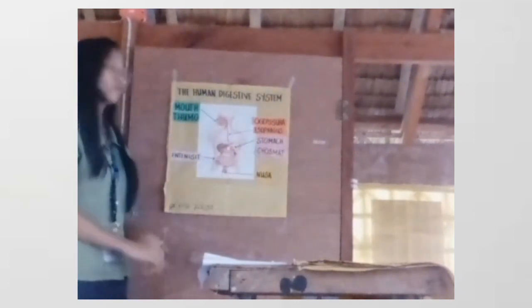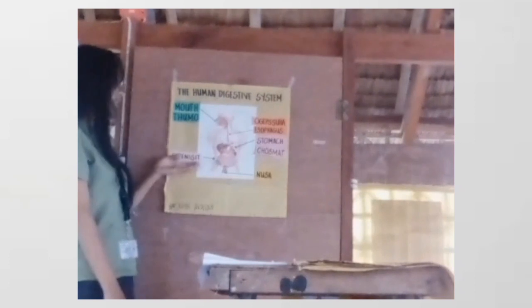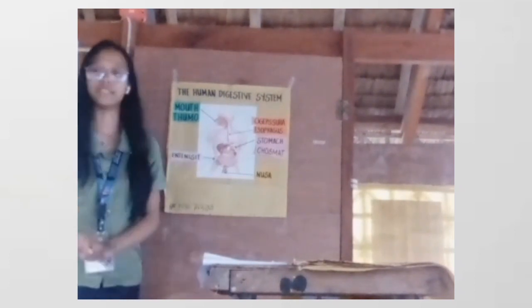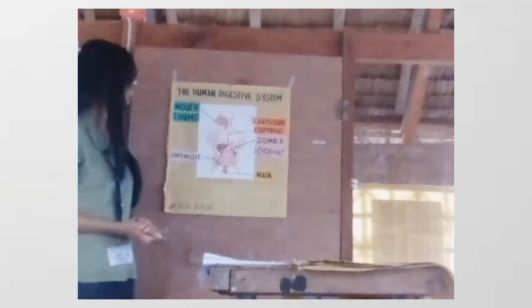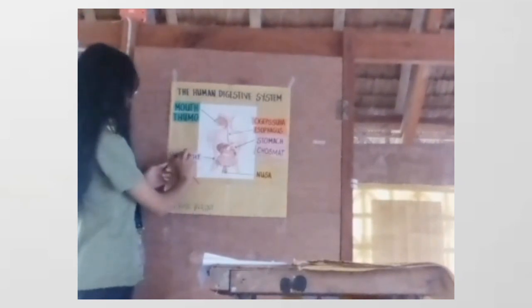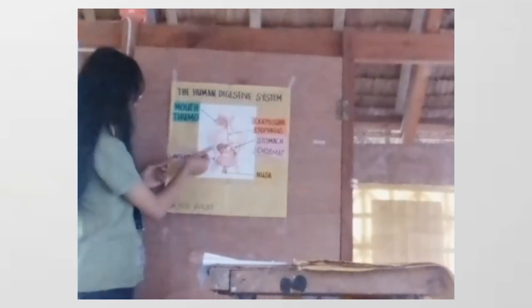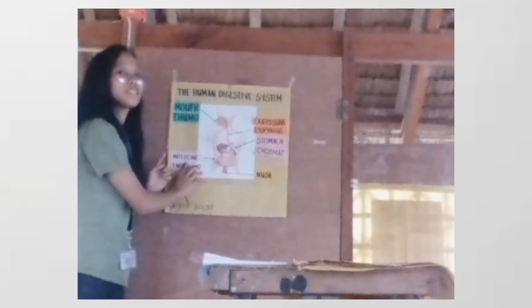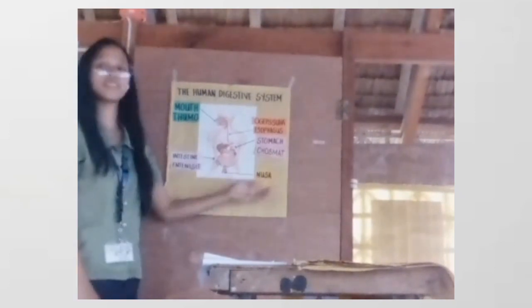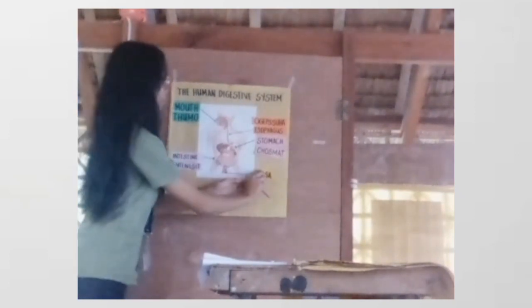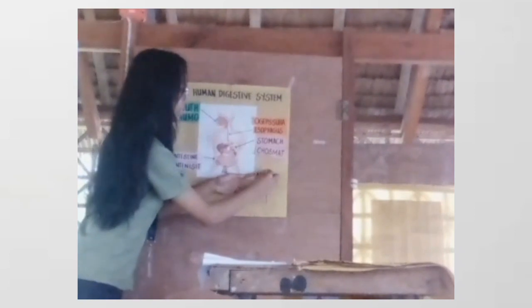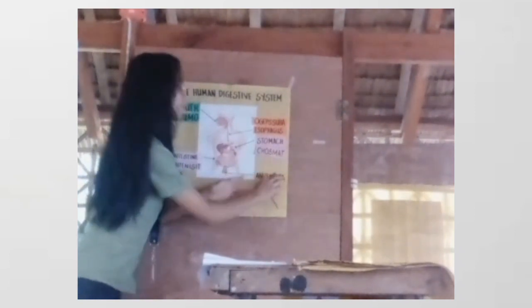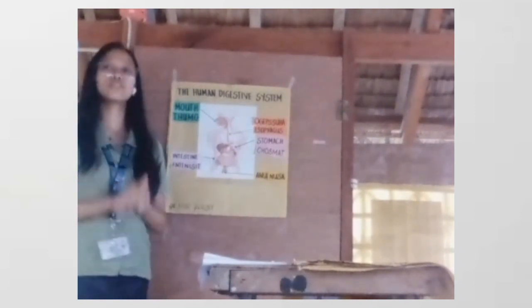Very good. We have two left to go. What do you think this is? Yes, Marvin. Intestine, teacher. Let's check. It is intestine. And the last one? Anus, teacher. Let's check. It is anus. Very good, everyone. We got it all correct.